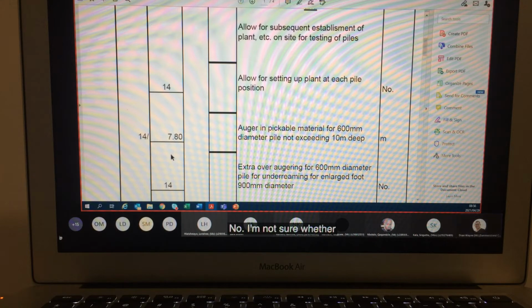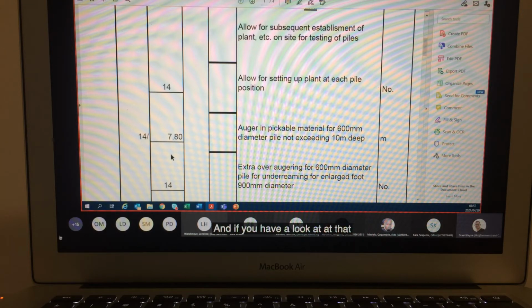Now, I'm not sure whether we know what auger is. Excuse me. Auger is when we have a drill bit, and the shape of the drill bit is in the shape of an auger, so that when we drill, anything that is drilled out will find its way up to the top, or if we're drilling into timber horizontally, vertically, or at an angle, whatever is drilled would, as the auger goes through, be drawn out to the top. So auger in pickable material.